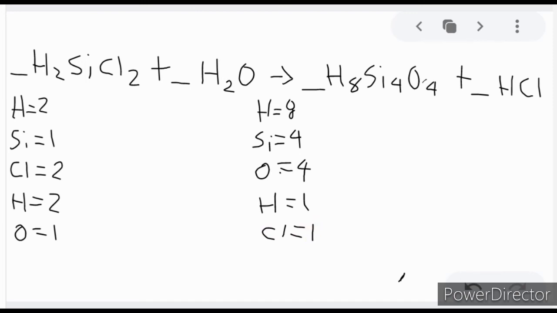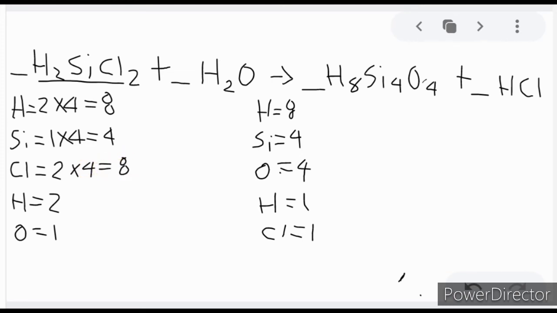So let's look at the left side. So we have H is equal to 2. On the right side, we have H, which is equal to 8. So what do we need to do first? Let's think of a number that we are going to multiply in order to get the value. So let's multiply 4 on H. So we get 8. But since H2SiCl2 is in the same group, we also need to multiply it by 4. So 1 times 4 is equal to 4. Then Cl is 2 times 4 is equal to 8.